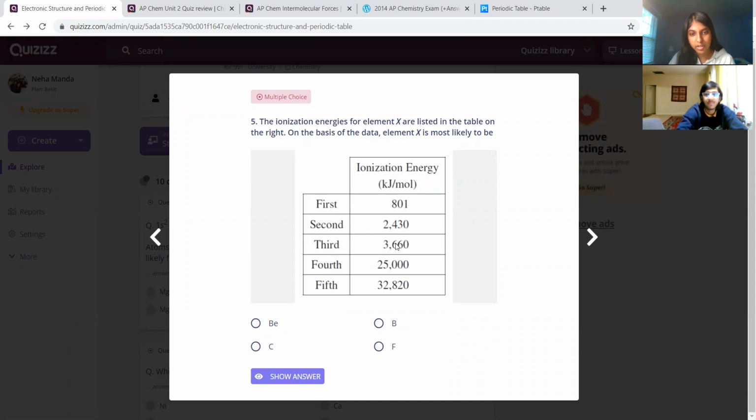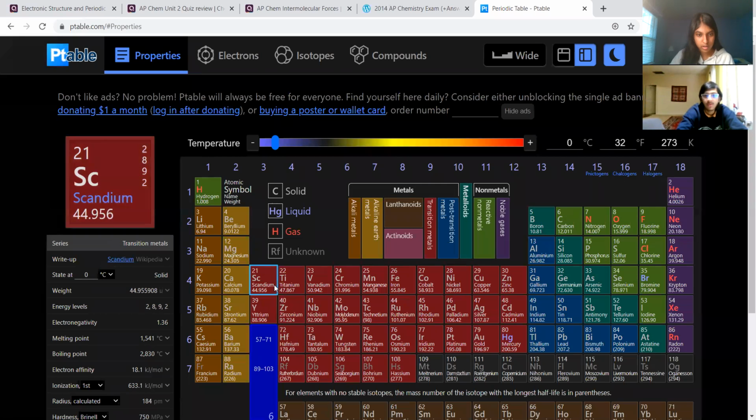So since there's a big jump from third to fourth, it's in the third column. Which one of these is in the third column? B, E, C, B, F. None of them. Okay. Oh wait, we can also look here. Yes. Okay, so it's B, because in this row, this is the third column technically.